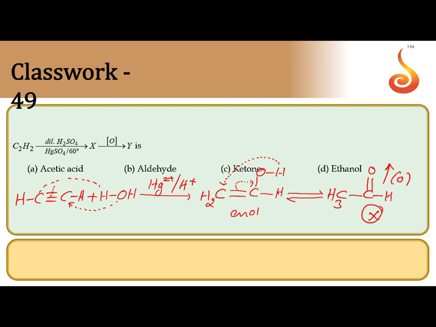X undergoes oxidation. An aldehyde easily undergoes oxidation due to insertion of oxygen between C and H. So the product formed here is CH3COOH. Acetic acid is the product. Answer is A.